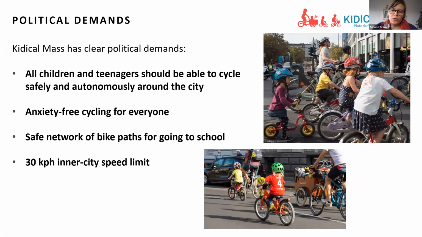The mobility action is also connected to some clear political demands. We think that all children and teenagers should be able to cycle safely and autonomously around the city. We want anxiety-free cycling for everyone. We want a safe network of bike paths for going to school, so bicycle paths which connect schools to each other. And we want a speed limit of 30 kilometers per hour in cities.